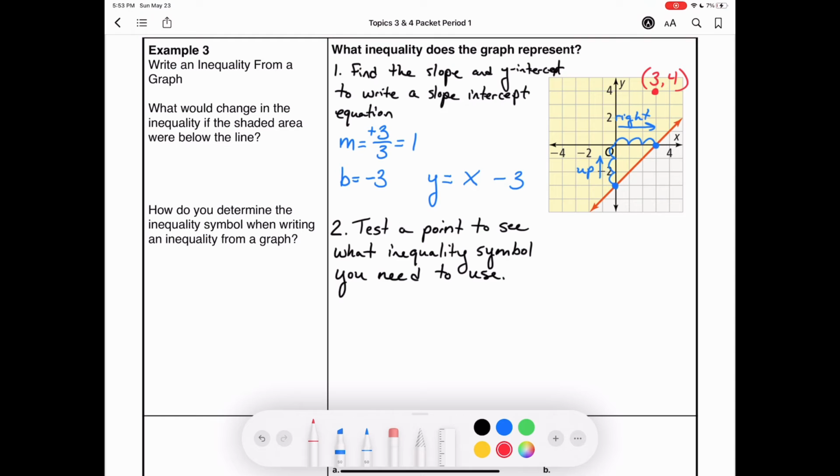So 3 is going to be our x value, 4 is going to be the y value. We're going to plug that into the equation that we came up with and see what the relationship of those two numbers in the inequality is. Since 3 is my x value, I'm going to plug that in place of x. And since 4 is my y value, I'm going to plug that in place of y.